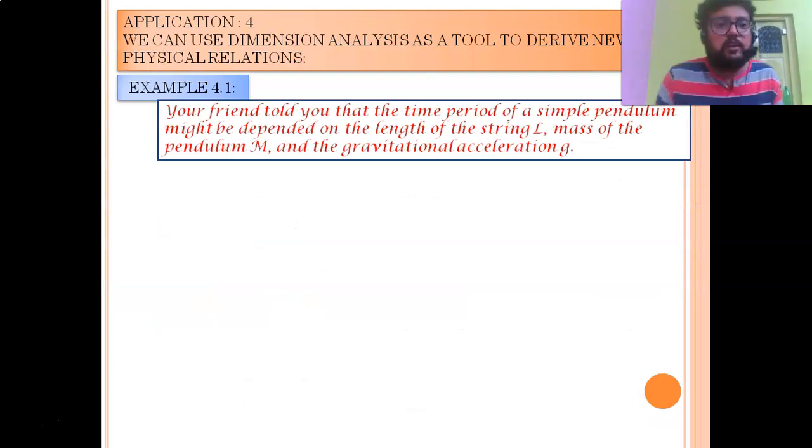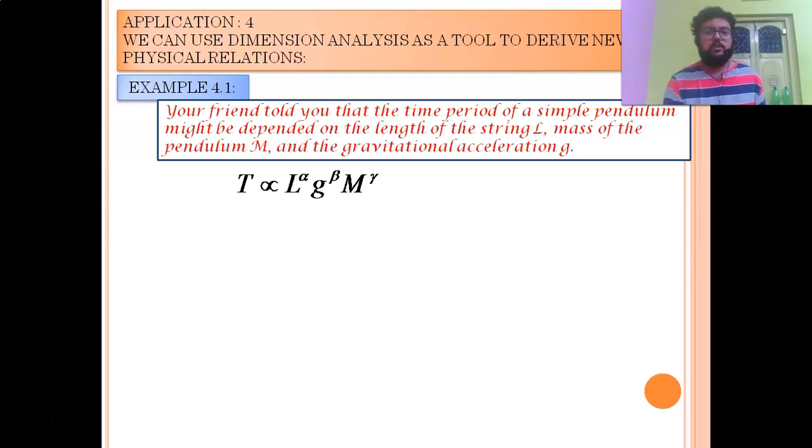For the final application, we can use dimensional analysis as a tool to derive new physical relations. Let's take an example. Your friend told you that the time period of a simple pendulum might depend on the length of the pendulum, mass of the pendulum, and the gravitational acceleration. Let us write it in terms of mathematical equation, which is this one. T is proportional to L to the power alpha, g to the power beta, and m to the power gamma. If we find the value of alpha, beta, gamma from here, we can derive our desirable equation.